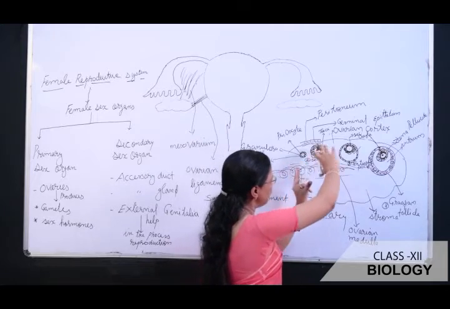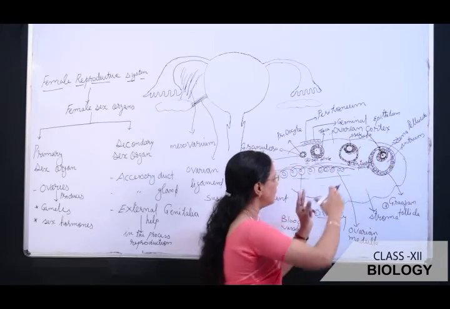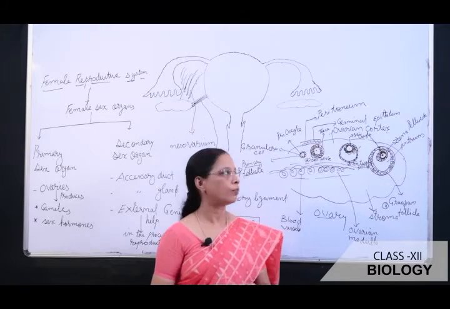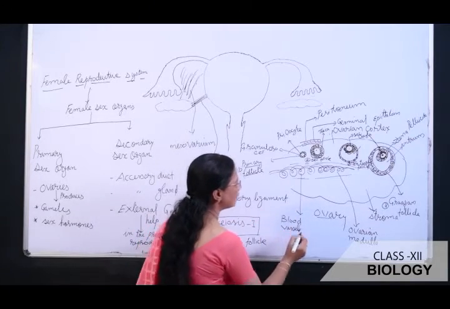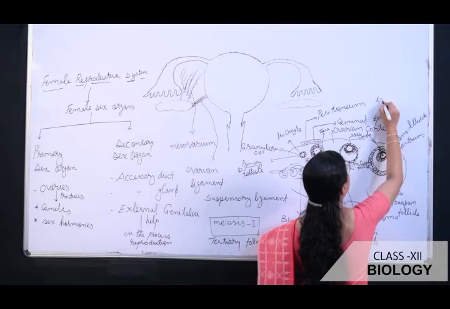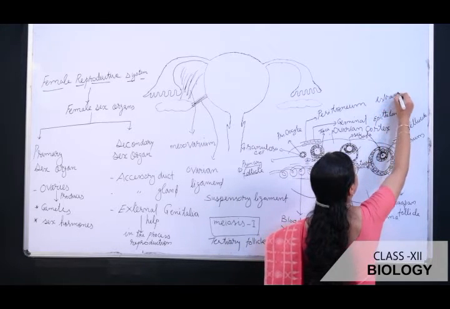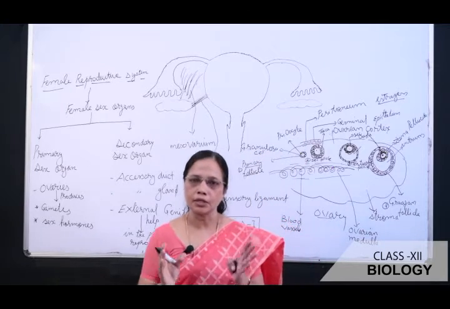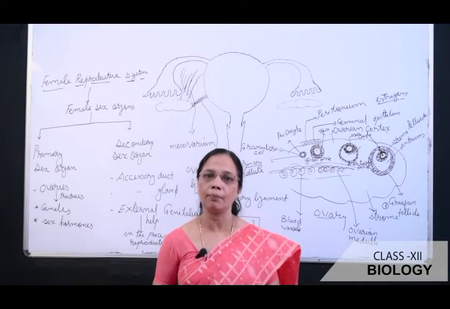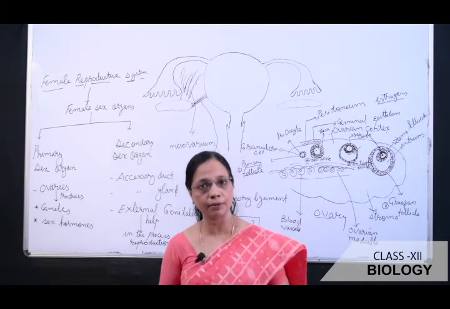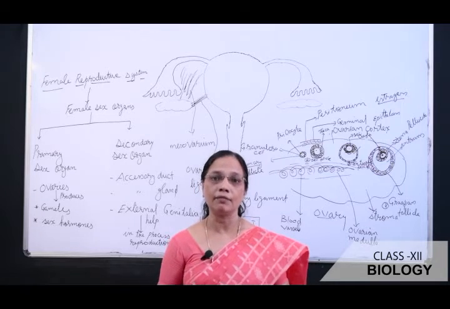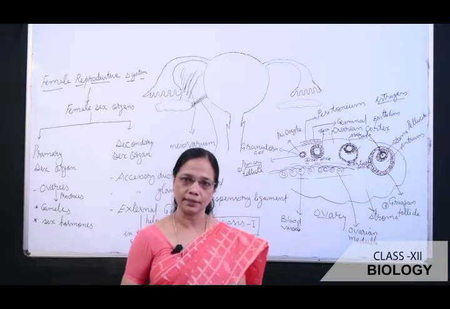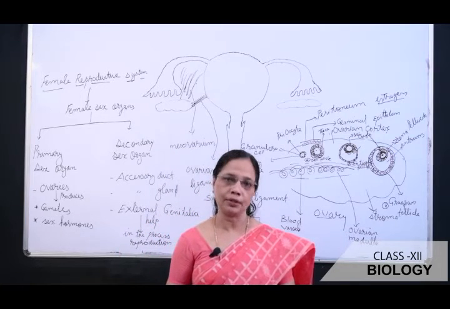Now when the follicle develops in the cortical region of the ovary, it secretes a hormone called estrogen. So what is the function of this estrogen hormone? This estrogen helps in the development of secondary sex organs in females, as well as it develops the endometrial tissues in the uterus.